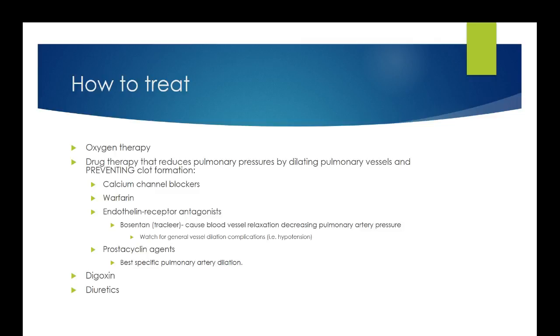First of all, let's put O's on them. Let's put some oxygen on them, right? Drug therapy that reduces pulmonary pressures by dilating pulmonary vessels and preventing clot formation. So right away we start thinking about calcium channel blockers for dilation, warfarin to prevent clot formation, endothelin receptor antagonists. Now these are ones that we're not very familiar with, and I'm sure you didn't go over them in pharmacology, but these are something to be aware of.